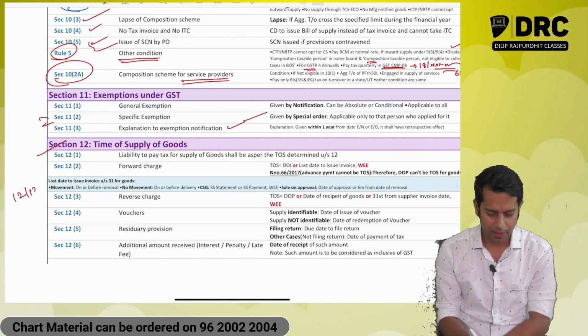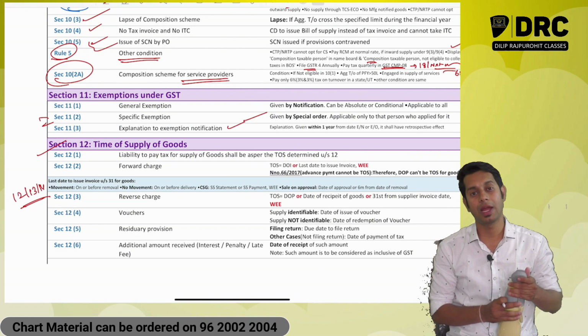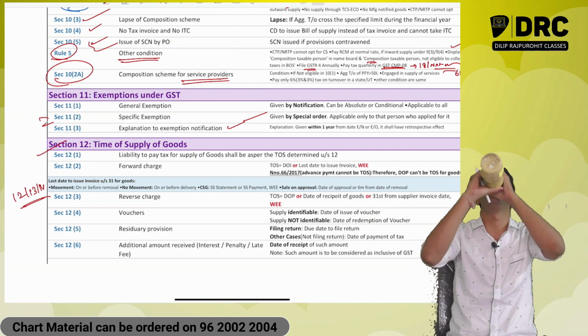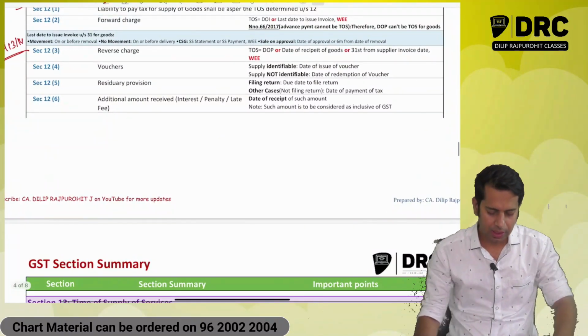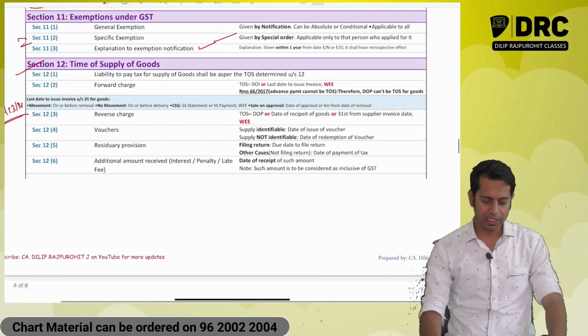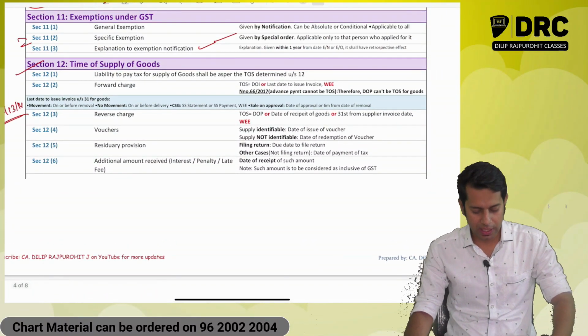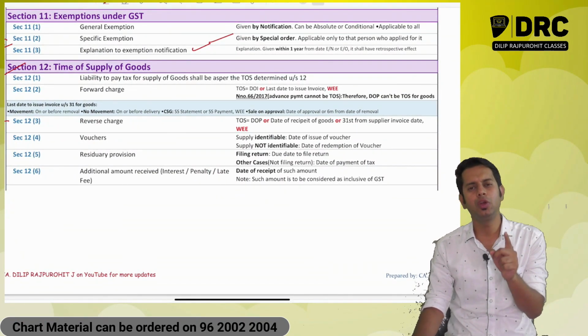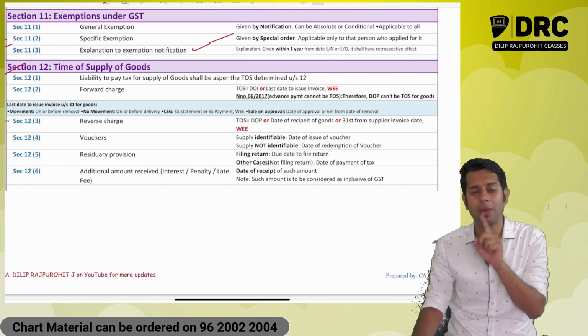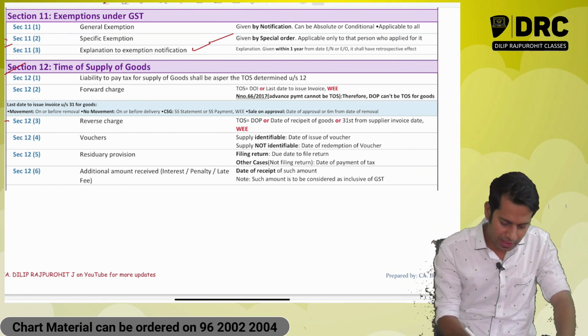Section 12, 13, 14 talks about time of supply. Section 12 talks about the time of supply of goods. In case of goods, when are you liable to pay? Section 12 subsection 1 says the liability to pay tax in case of supply of goods shall be as per the time of supply determined under section 12.